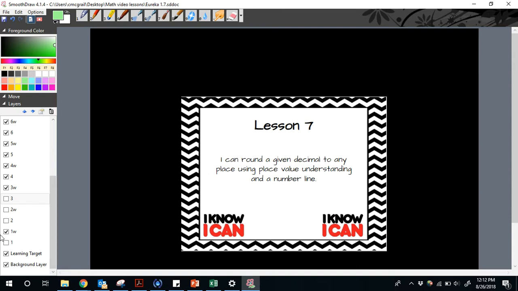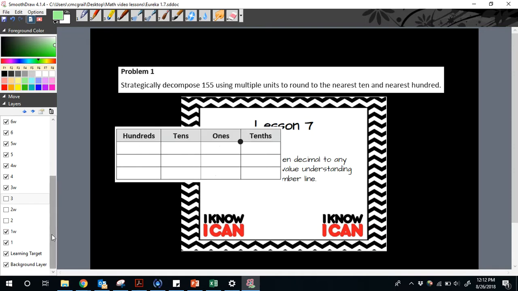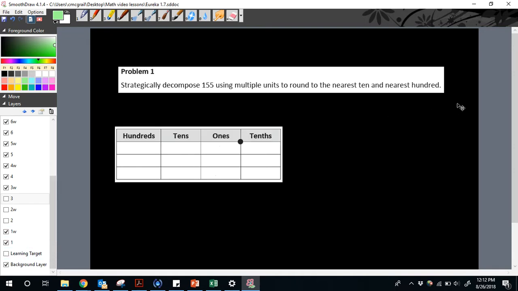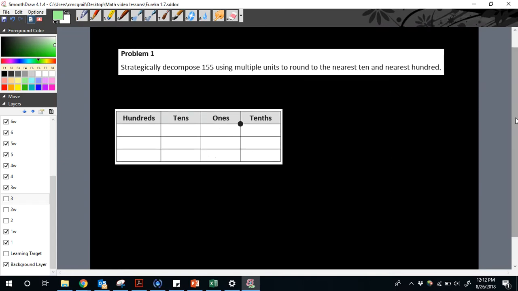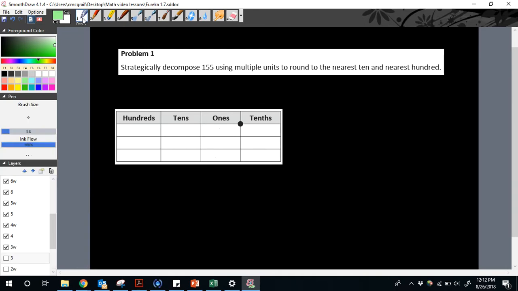Let's take a look at question number 1. Question 1 says, strategically decompose 155 using multiple units to round to the nearest 10 and nearest 100. So we want to round 155 to the nearest 10 and the nearest 100. And to do that, we're going to use the Lesson 7 template. So go ahead and fill in your Lesson 7 template the same way that I do.